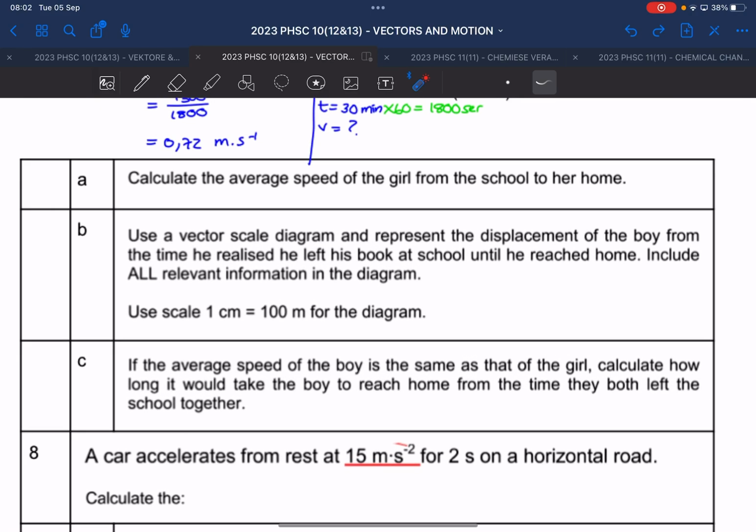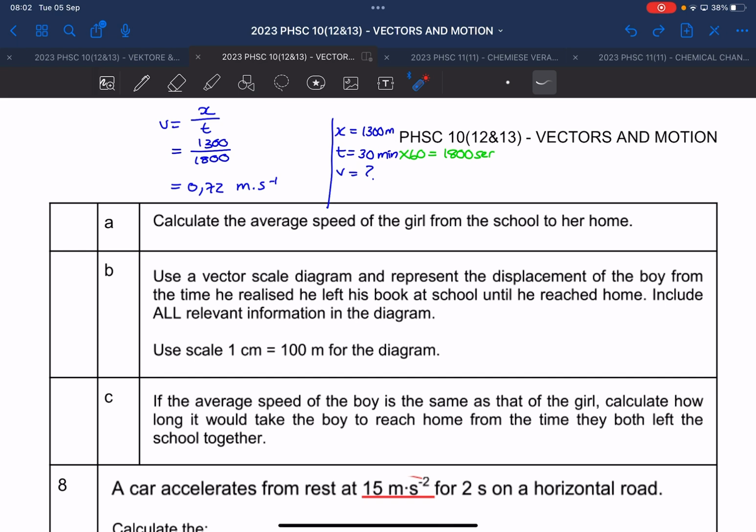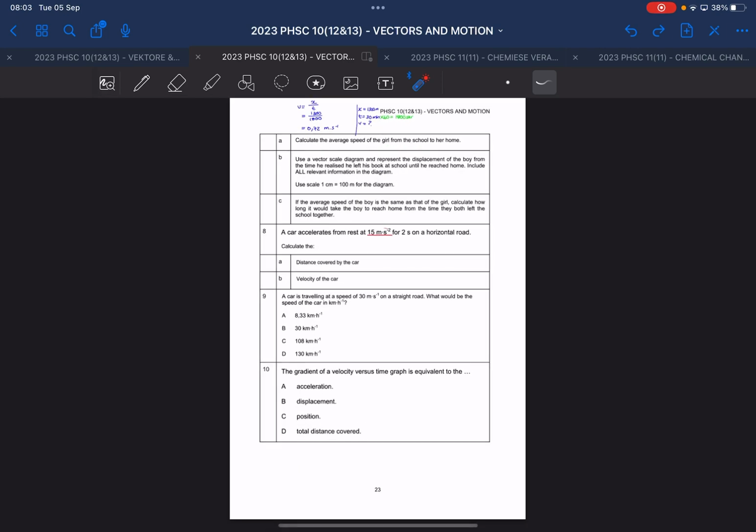Now they ask, use a vector scale diagram and represent the displacement of the boy from the time that he realizes he left his book at school until he reaches home. Include all relevant information in the diagram, and it says use a scale. 1 centimeter is equal to 100 meters.